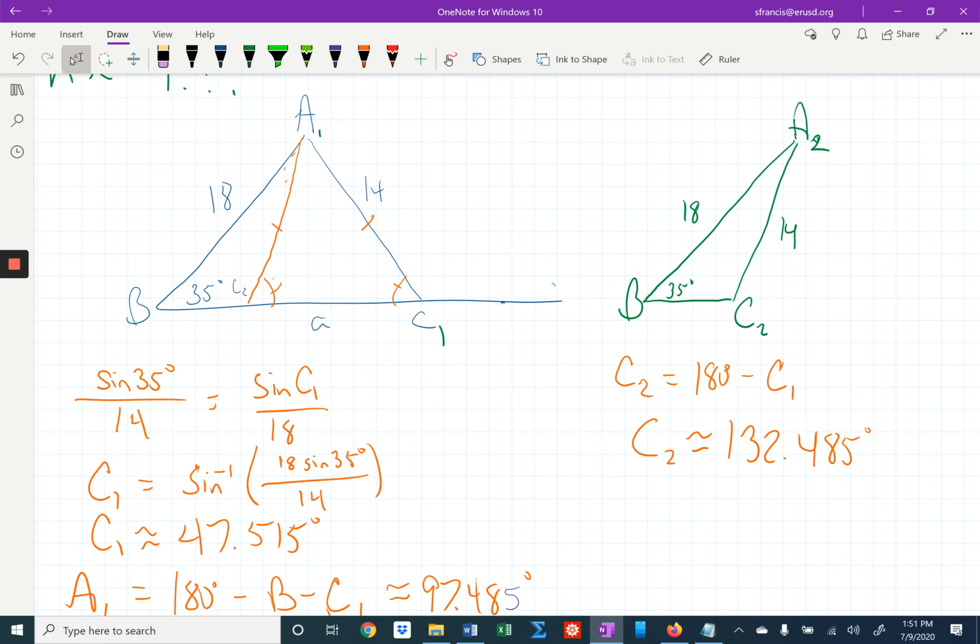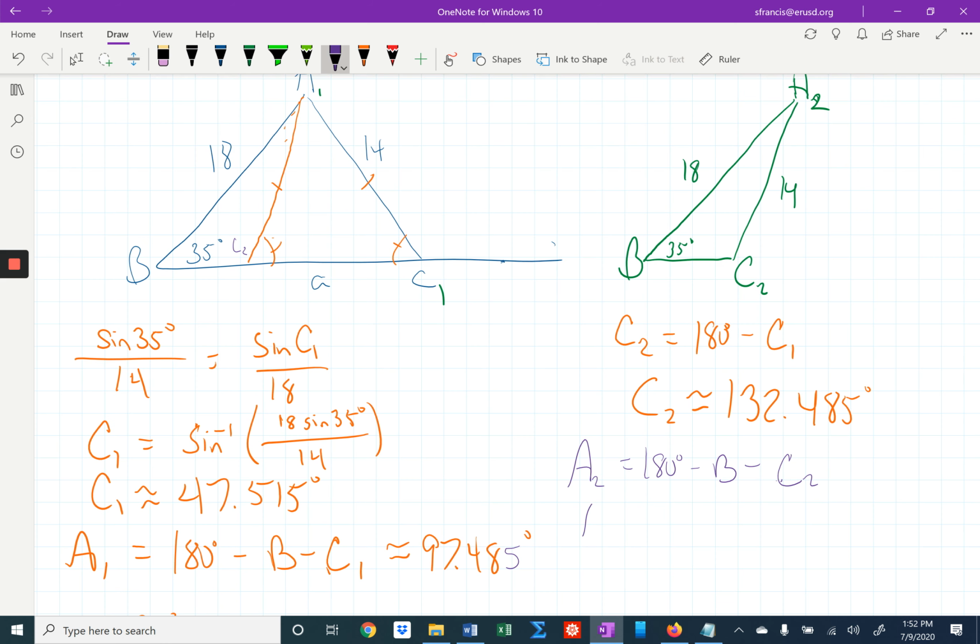So now that I've solved the first triangle, I move on to the second triangle, and I go find angle C sub 2 first. As I said a moment ago, C sub 2 is supplementary to C sub 1, so I take 180 and subtract the angle C sub 1 that we found, and we get 132.485. To find angle A sub 2, that's going to be 180 minus angle B minus angle C sub 2, and that's going to be, oh, I don't know. Let me go do the calculation.